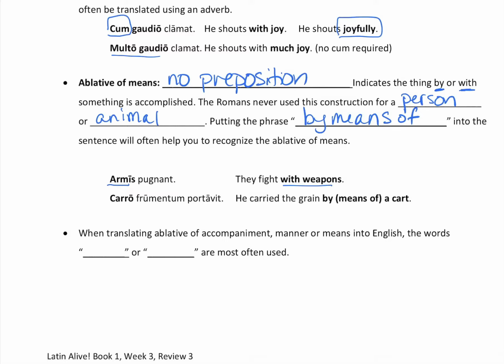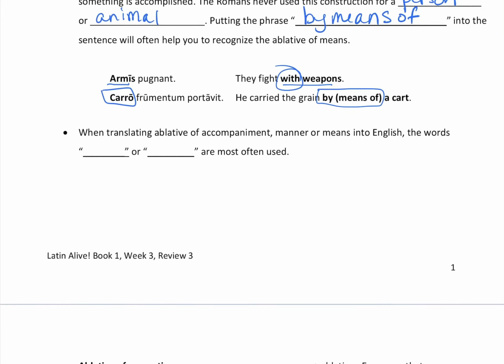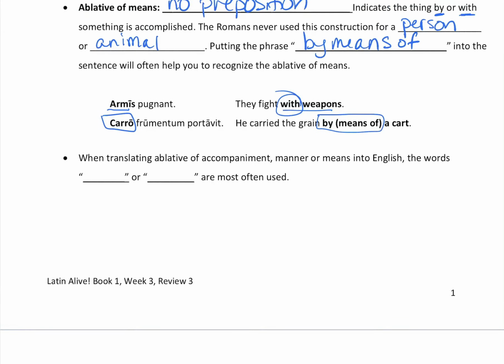And if you remember way back from Latin 1, when you had the ablative, one of the implied or included English words was by, with, and from. That's how you can put that into the English, because it can be included without the preposition. So carro, same thing, there's your ablative. Carro frumentum portavit. He carried the grain by cart. You could probably say with a cart as well. But if you can put by means of in there, then you know that it's an ablative of means. So that's just a little trick for you. So when translating the ablative of accompaniment, manner, or means into English, the words by or with. So if you remember, the ablative words tend to be by, with, from. You're not going to find from really here.